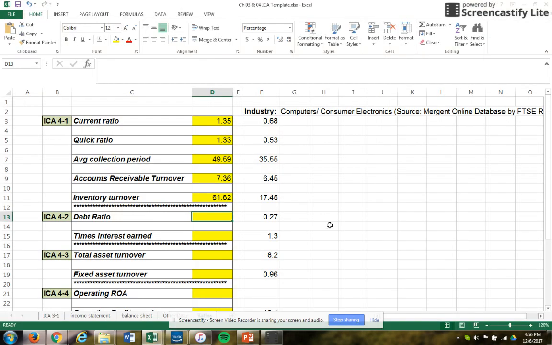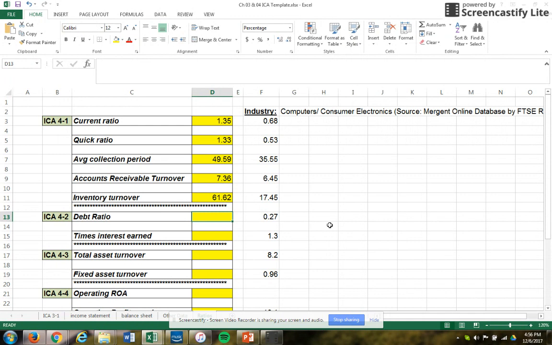We're in ICA 42. We are looking at capital structure ratios, specifically the debt ratio and the times interest earned ratio. Again, just a reminder, the whole point of ratios is that they are meant to be compared. So we're going to calculate these and compare them to historic trends and also to what's going on in the industry averages.